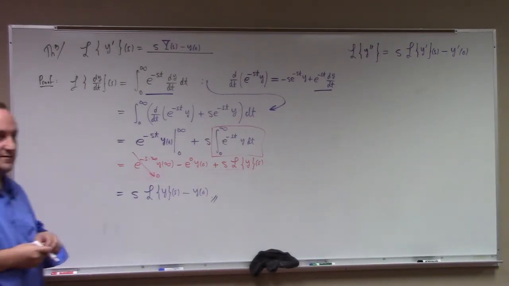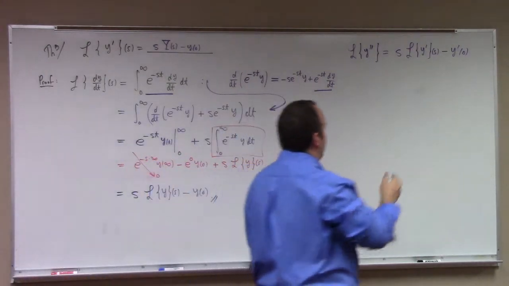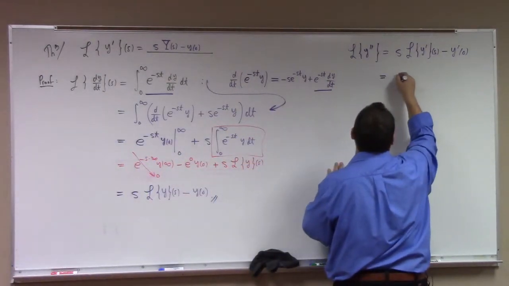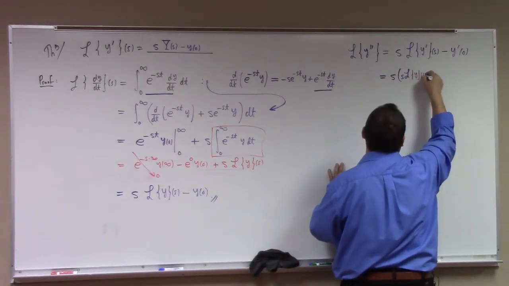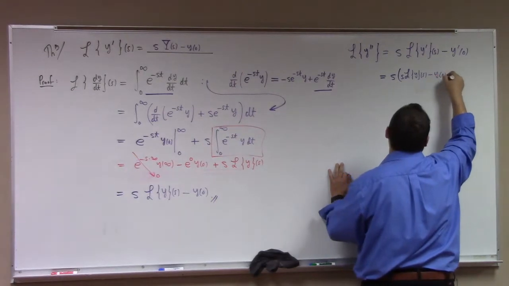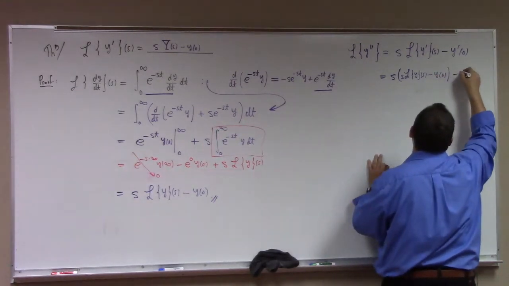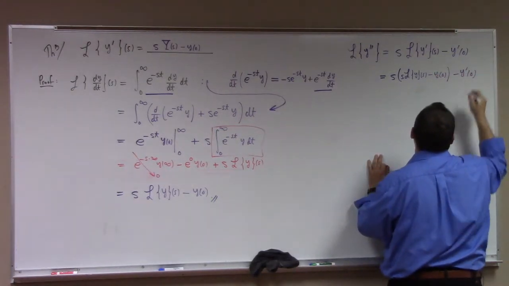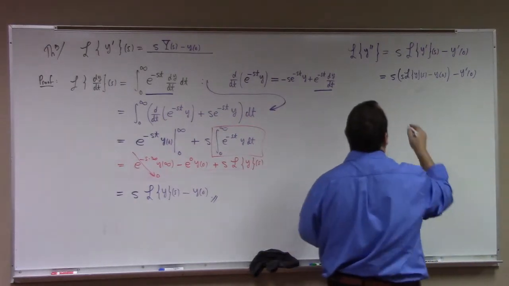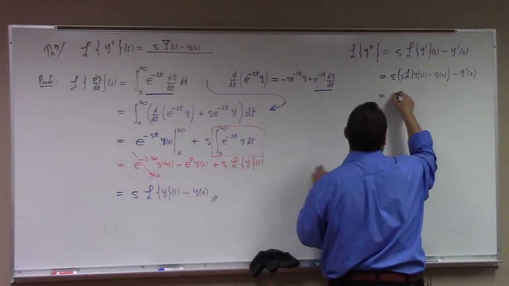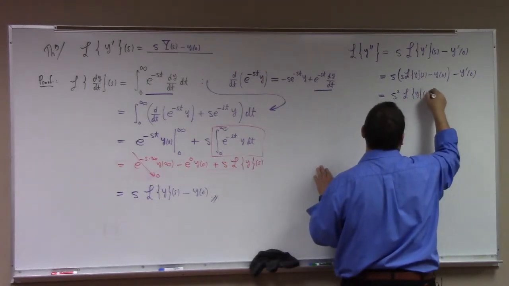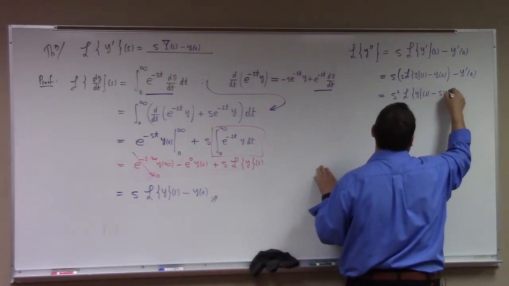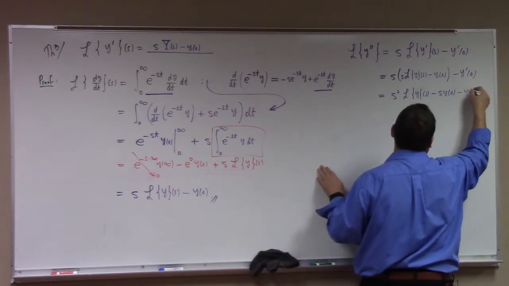And then apply our initial theorem again. So we have s times s times the Laplace transform of y minus y of 0 minus y prime of 0. So what do we got? s squared times the Laplace transform of y of s minus s times y of 0 minus y prime of 0.